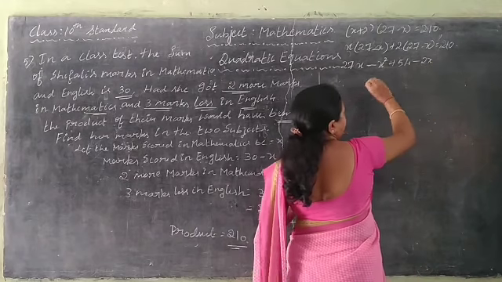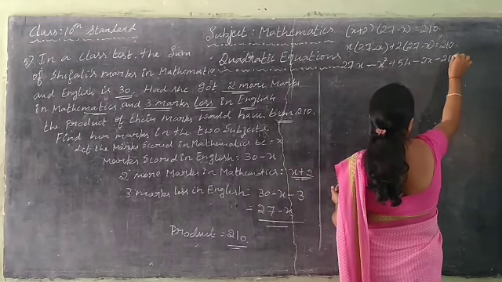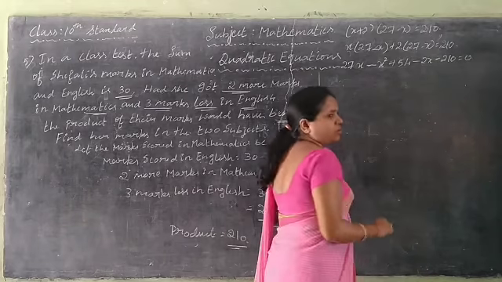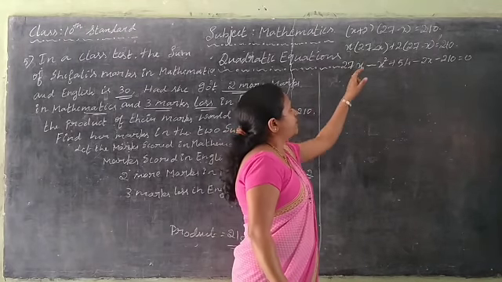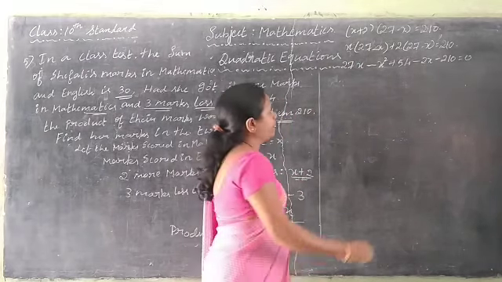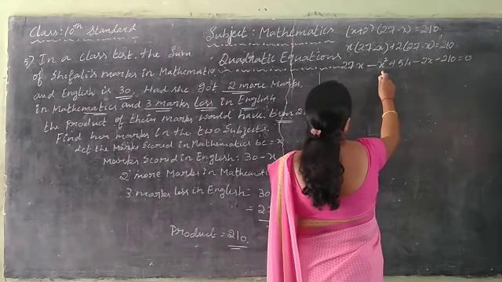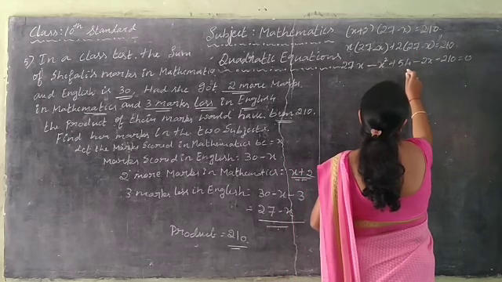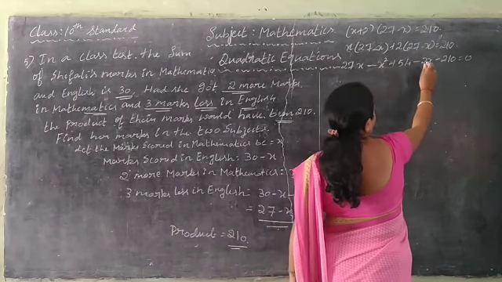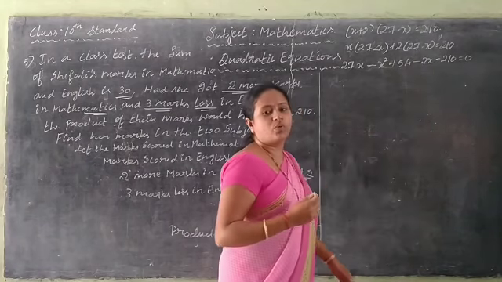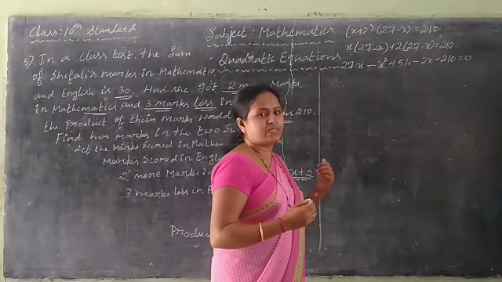Transfer this 210 to the left hand side, children. Minus 210 is equal to 0. See once again. X into 27 is 27x. Then write the minus sign here. X into x is x square. In the same way, 27 into 2 is 54. 2 into x is minus 2x. Then we are going to transfer minus 210 to the left hand side.